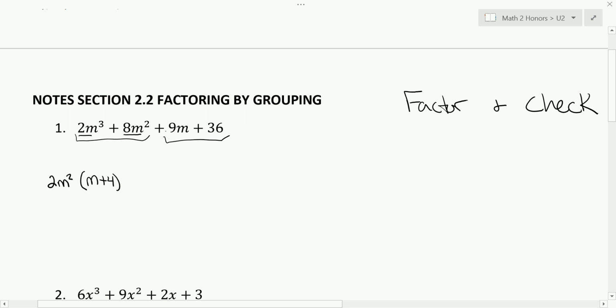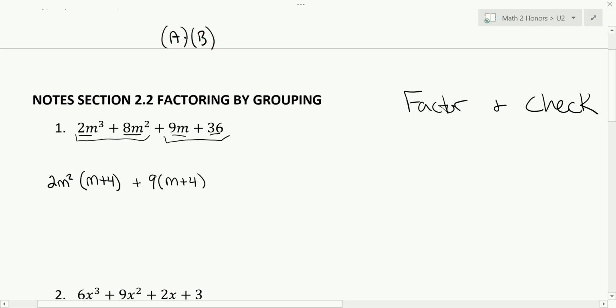And then we do it with the second half. Now, this plus sign that's in between those 2 groups, we're going to have to keep. And then the second half, what can we factor out? 9. And if we divide each of those by 9, what's left? m plus 4. So this is not factored. You need to realize that factored is in the form like a times b. And so if you have parenthesis times parenthesis, that would be factored. We don't have that here.